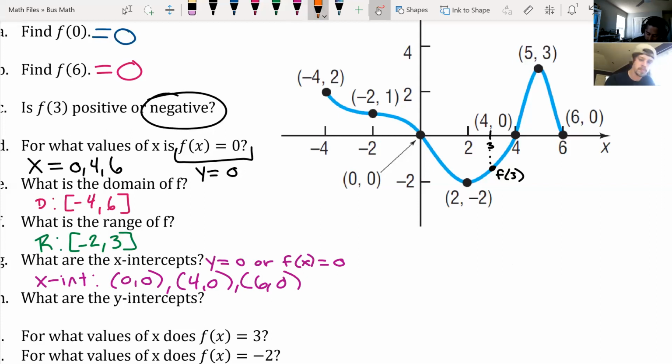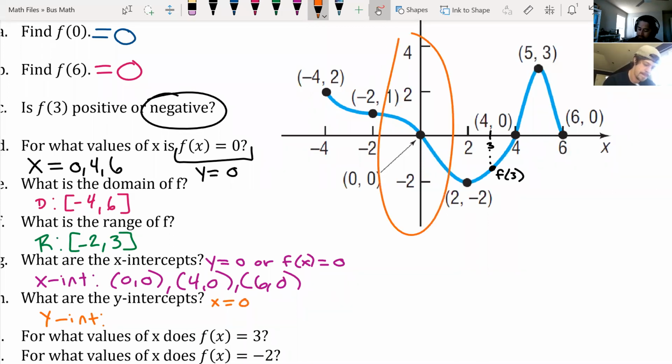Now H, what are my y-intercepts? Well, if x-intercepts lie on the x-axis, then y-intercepts must lie on the y-axis. And you can only have a y-intercept if x is equal to 0. And if you look at your y-axis, what's the only point you see? (0, 0). That's it.